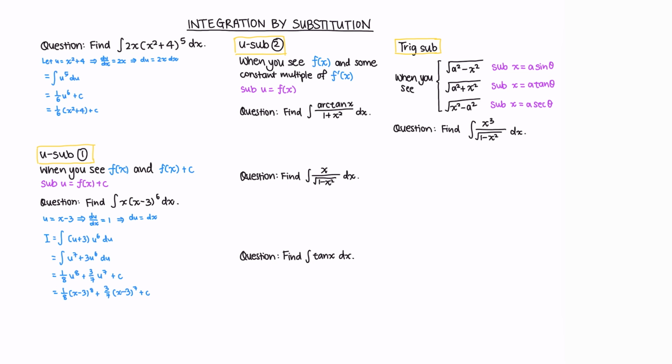The next thing I'm going to show you is the second type of u sub. This is when you see f(x) and some constant multiple of f prime of x. This is actually the u sub that we were doing in the first question. We take f(x) to be x squared plus 4, and f prime of x is just 2x, and the 2x is just right here. Why I say constant multiple of f prime of x is this doesn't have to be 2x. This can be x, this can be half x, this can be 100x, and this u sub will still work.